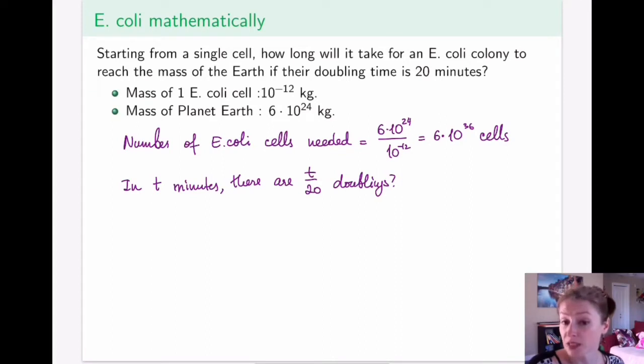That's how many times the bacteria have doubled. So what is the overall number of bacteria in t minutes?